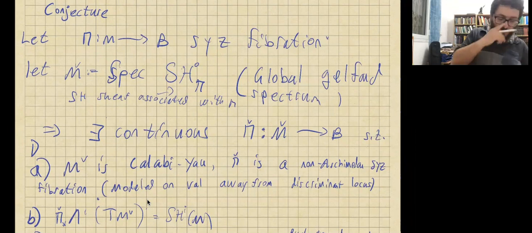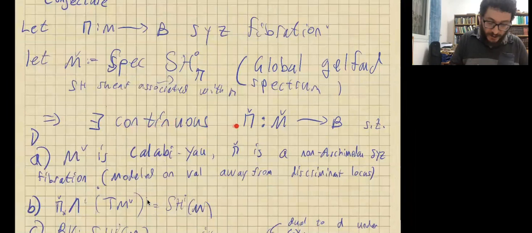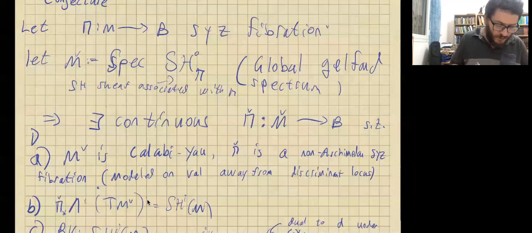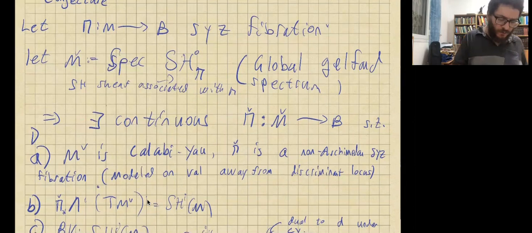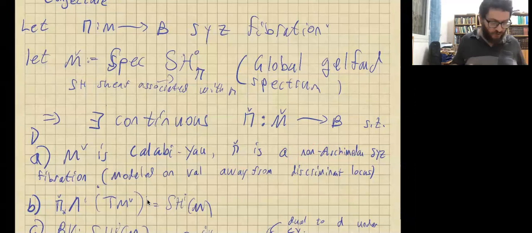And the conjecture is that, first of all, there exists a continuous map from this space, M check, to the base. And I think maybe just from the definition there exists such a continuous function, so it doesn't need to be part of the conjecture, but I'm not entirely sure. Then the conjecture is that under suitable hypotheses, such as those that I listed, which can definitely be weakened in various ways, this space is Calabi-Yau, and the function is a non-Archimedean SYZ fibration, meaning that locally it's modeled on this valuation function that we talked about before, away from the discriminant locus.